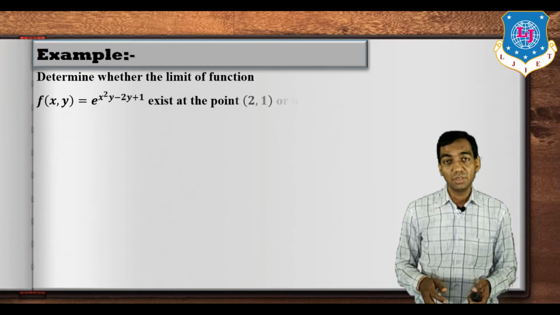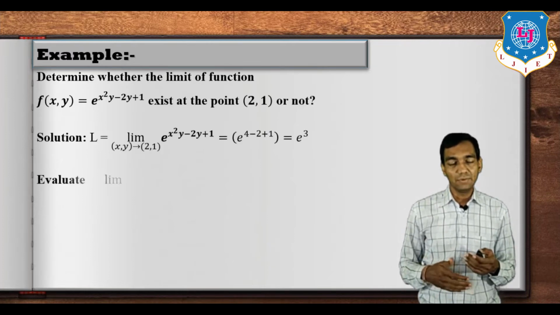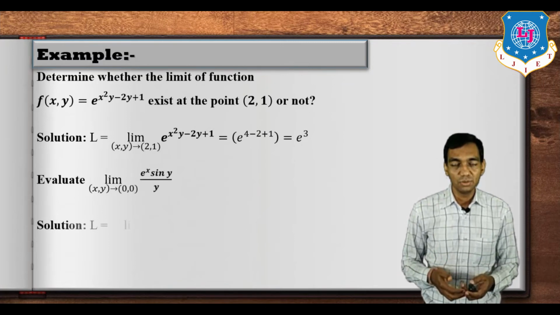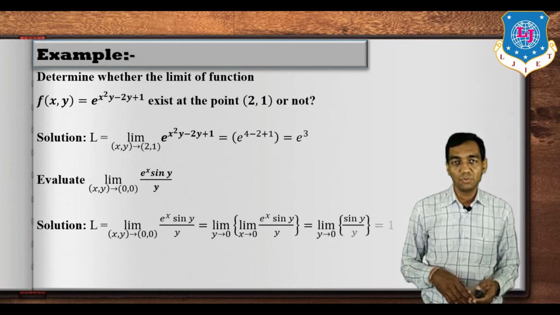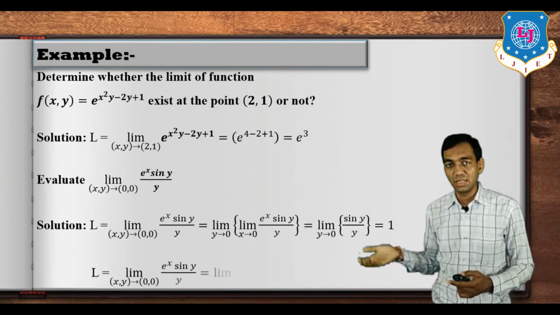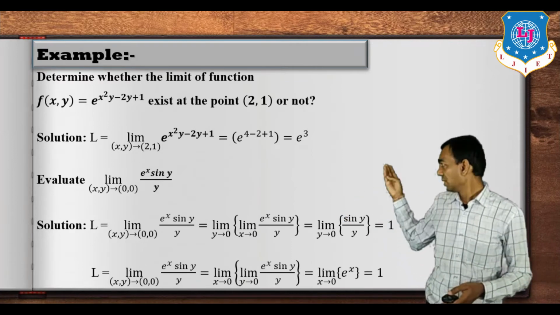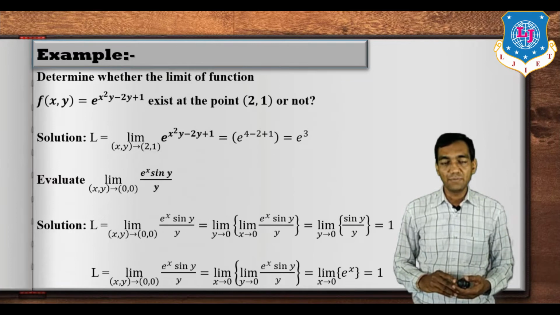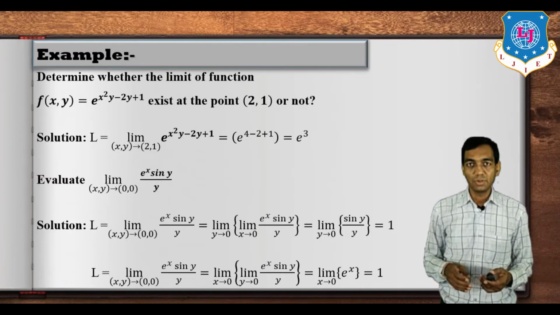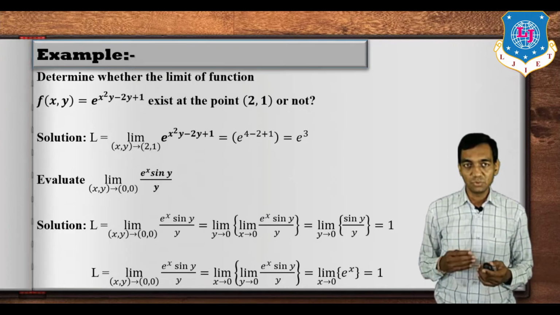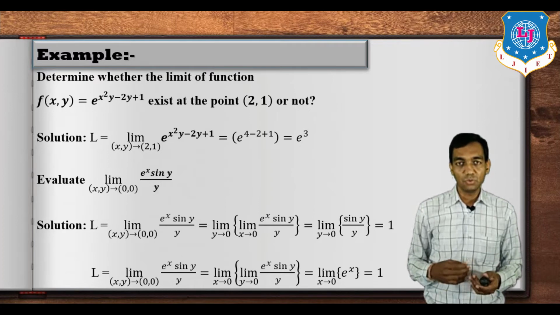Before going on to the example, we use the basic conditions. If your limit is not of the form 0 by 0, then we apply the limit directly. But if it is the 0 by 0 form, then and only then we use the iterated limit and the concept of y = mx^n. Suppose the first question is: determine whether the limit of the function f(x, y) = e^(x^2 y - 2y + 1) at the point (2, 1) exists or not.